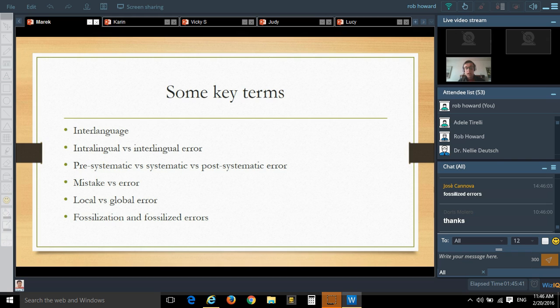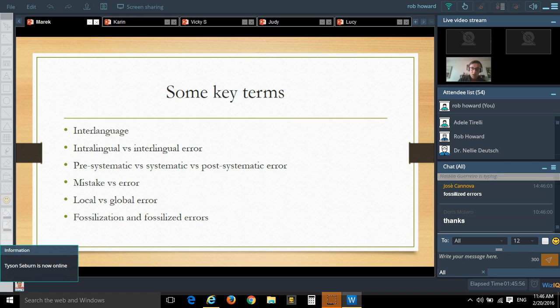Pre-systematic is the student doesn't know the rule yet. Systematic is the student is kind of experimenting with the rule that they've just learned. And post-systematic is the student knows the rule, but nevertheless makes a mistake. Okay, perhaps that's enough with the theory.